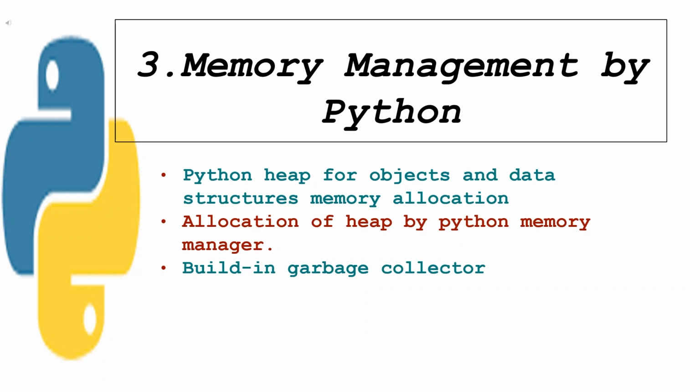Next question. Describe the memory management by Python. Python uses heap for objects and data structures memory allocation. Allocation of heap space for Python objects is taken care of by the Python Memory Manager. It also has a built-in garbage collector which helps in recycling all unused memory.